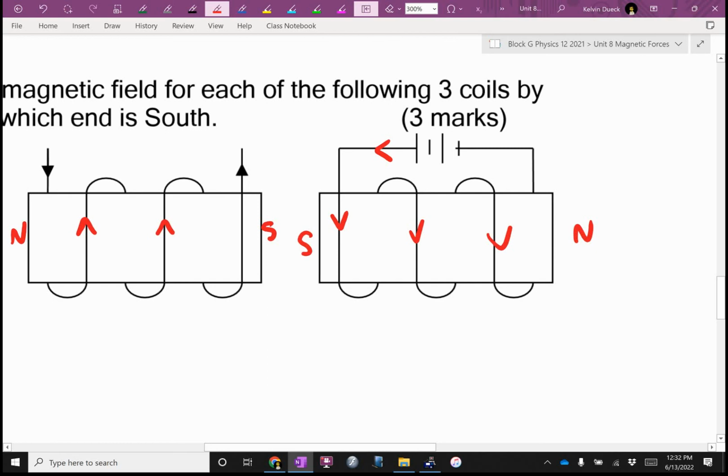What if they ask me to calculate how big the magnetic field is? Remember, the magnetic field is mu naught N times I over L. That'll be on today's take-home quiz, but that would be a good combination kind of question.